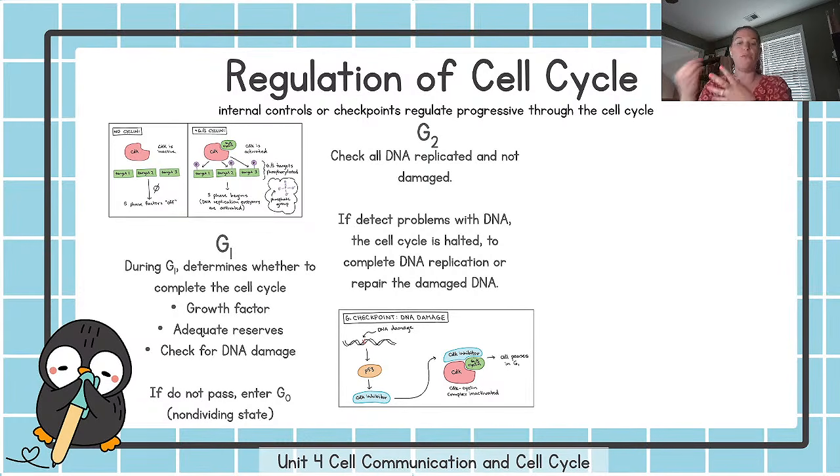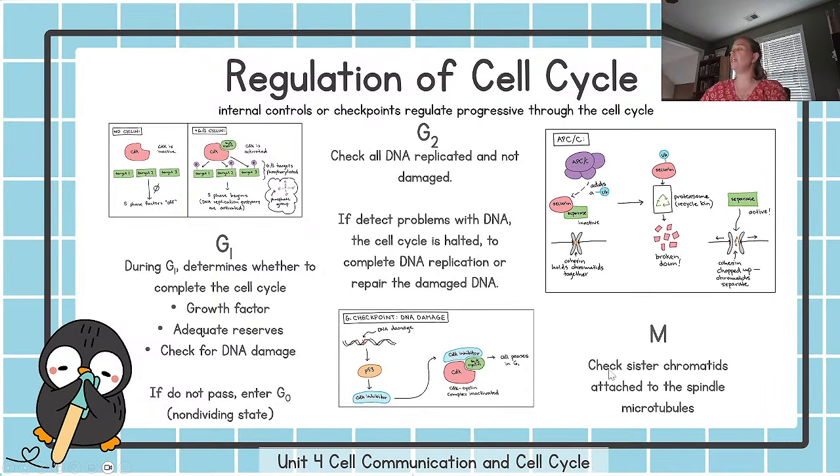It's an enzyme that will phosphorylate, that will allow you to move through different processes. And then when we get into our M checkpoint, the M checkpoint is making sure that every single sister chromatid is attached to a spindle microtubule.